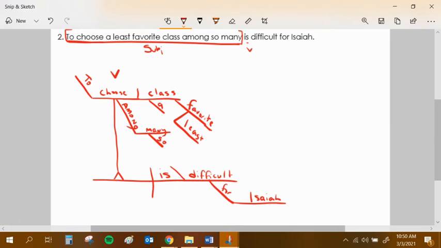So sometimes people think, well, don't you put a comma after the word many? To choose a least favorite class among so many, comma, is difficult for Isaiah? No. And that's another reason why I love diagramming. It visually shows me why I'm not going to fall for that trap of putting a comma after the word many. Ignorant people do that because they don't understand grammar, but that's not you. You're going to be able to explain to someone, no, the actual subject's an infinitive. It's an infinitive phrase, to choose a least favorite class among so many. And that subject is going right into the verb is.